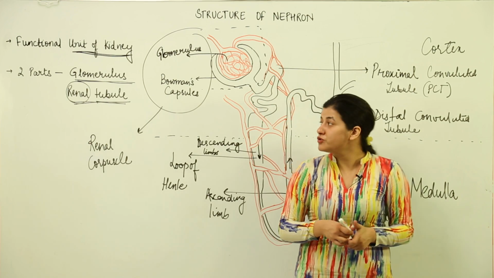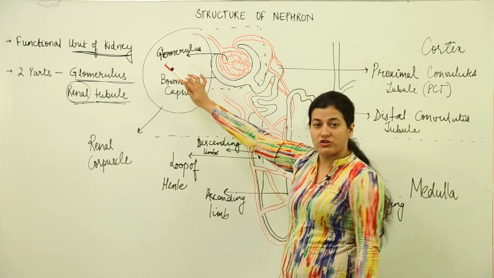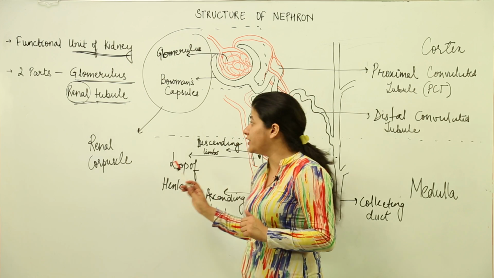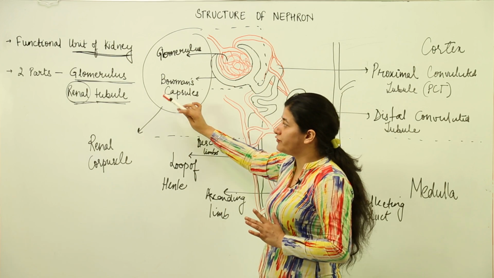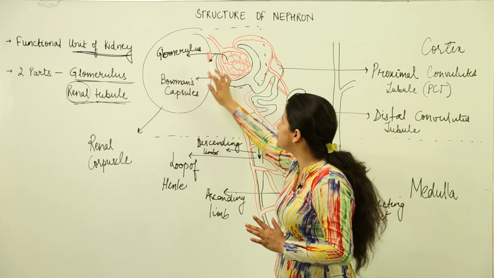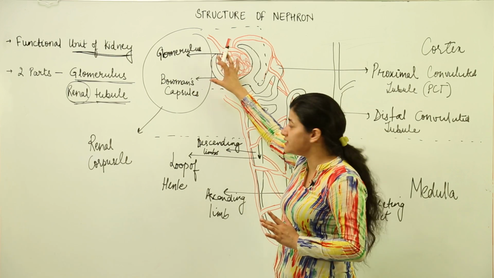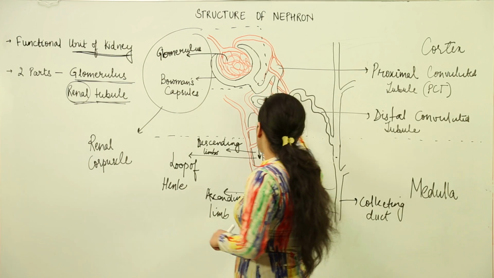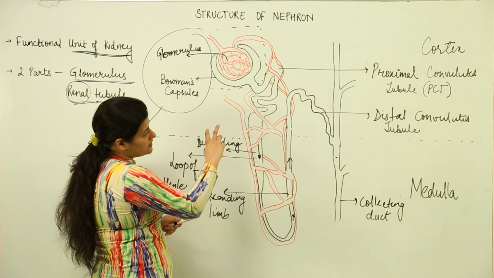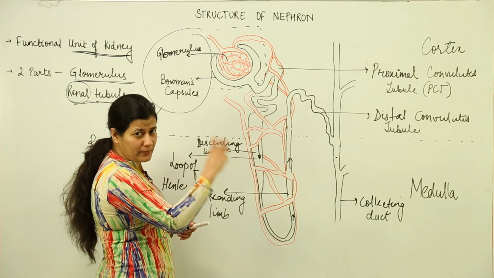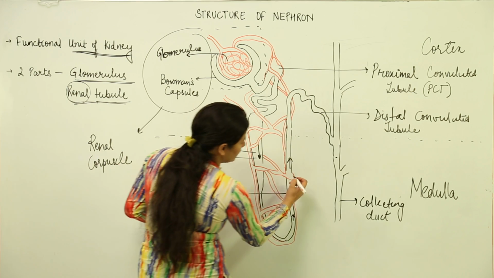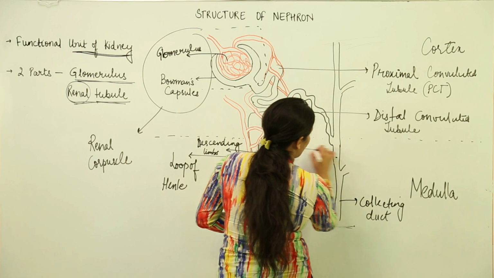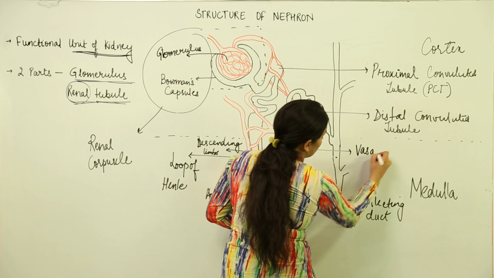There are a few things to be remembered: this is the functional unit of the kidney, and there are more than 1 million nephrons present in each kidney. The structure of the nephron is divided into two parts. First is the glomerulus, the tuft of capillaries, and then there is the renal tubule. I have represented this reddish part as the blood supply, and this particular capillary network is known as vasa recta.